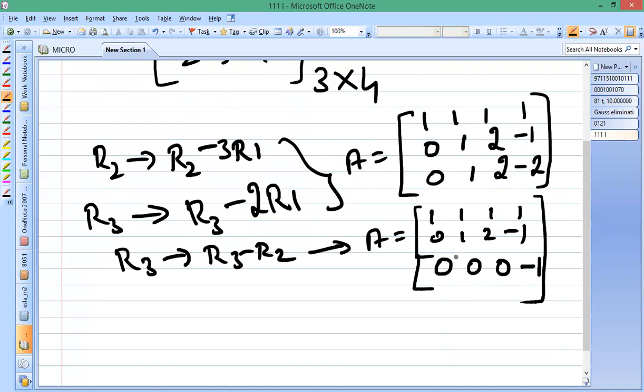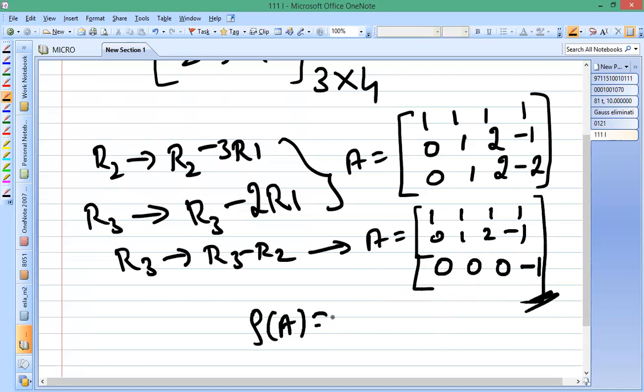Again, if you perform any other operation, the third row elements will not be reduced to 0. So here the number of non-zero rows is 3. So the rank of this given matrix is also 3.